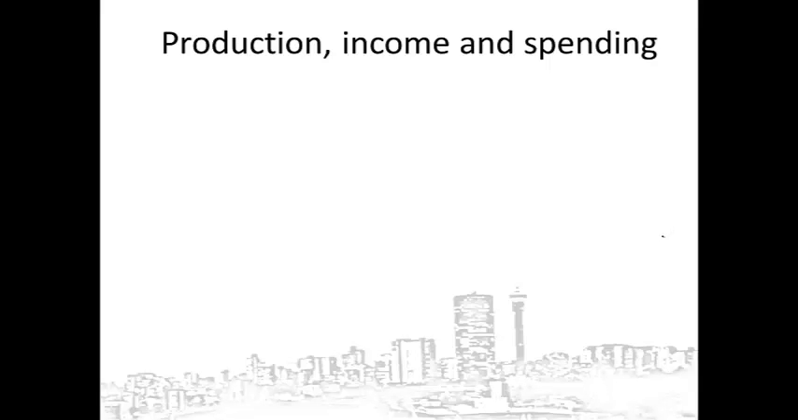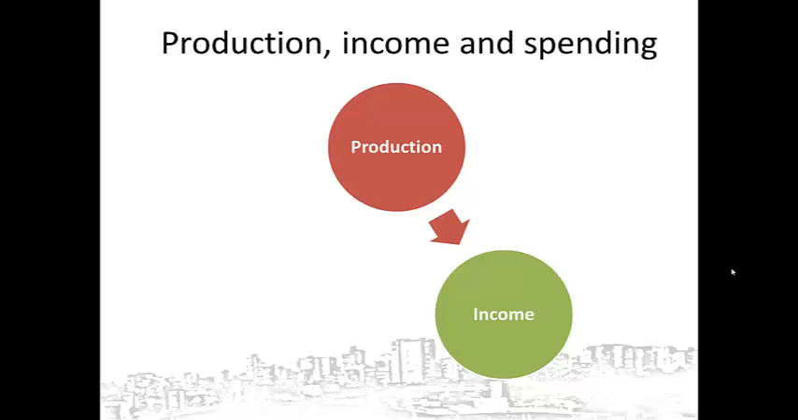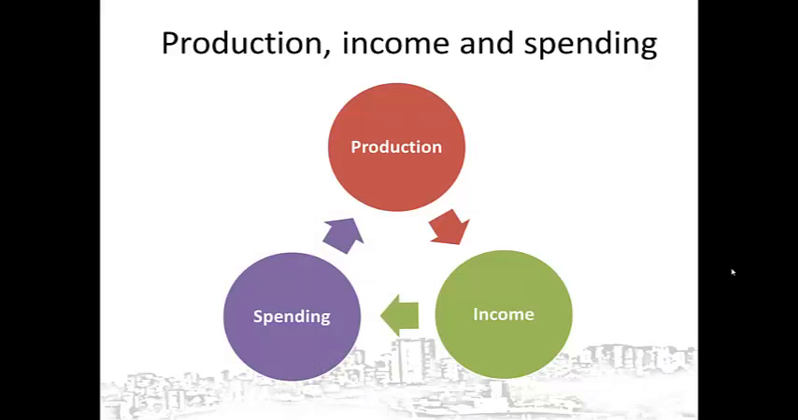Let's talk about production, income, and spending. When producers produce goods and services, they employ factors of production, such as labor. The amount they pay to the factors of production is the cost of production. Therefore, the rand value of production will be equal to the rand value of income received by all the factors of production. Then people spend their income on goods and services. This spending goes to producers again to enable them to produce more goods and services. And so the cycle goes on and on.